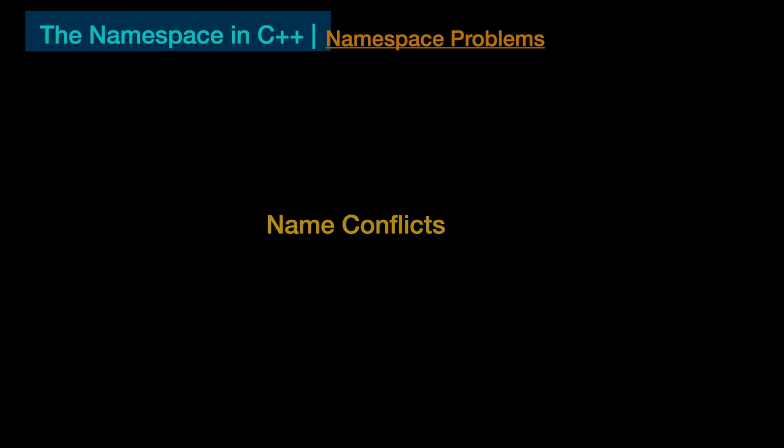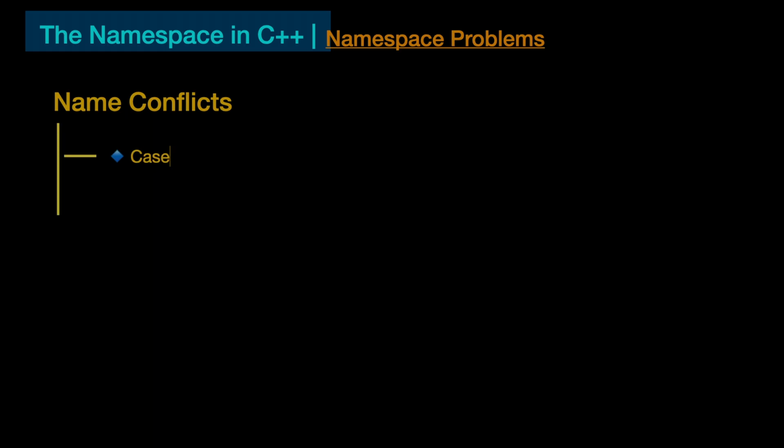As C++ programs grow and integrate multiple libraries, name conflicts can become a serious challenge. This happens when different parts of the program define variables, functions, or classes with the same name, leading to ambiguity and errors. This is one of the key namespace problems in C++. To better understand these conflicts, we can classify them into two main cases. Case 1: conflicts that result in a compiler error. Case 2: conflicts that lead to a linker error.